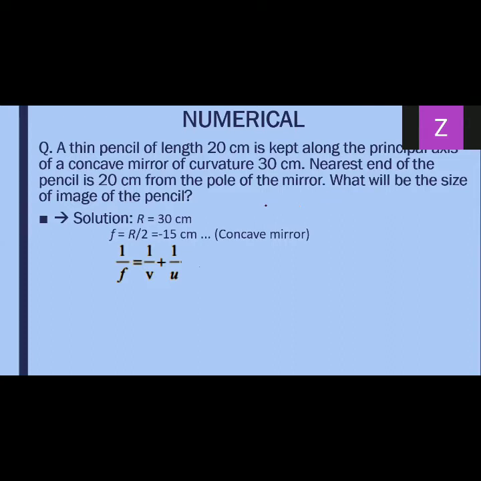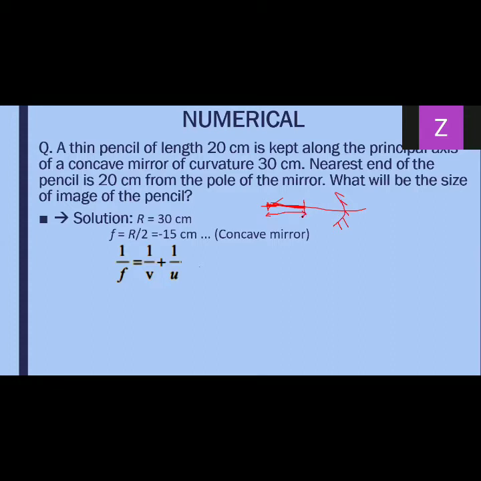So I'll try to draw a diagram over here. Assume this is the principal axis, and this is the mirror which we have. Generally we are habituated to an object kept in an upright manner. But now the pencil is kept along the principal axis, like this. Assume this is the pencil from this point till this point. What we need to find out is how much this length is.